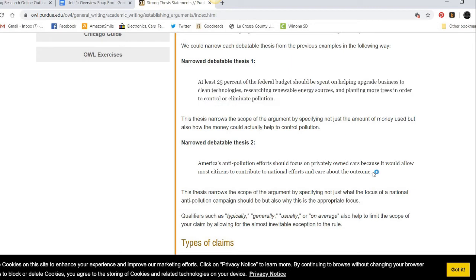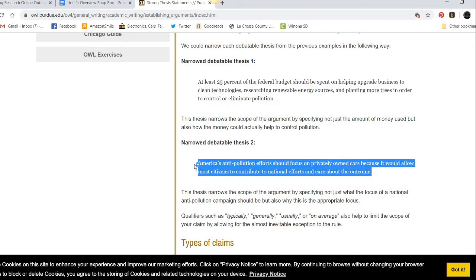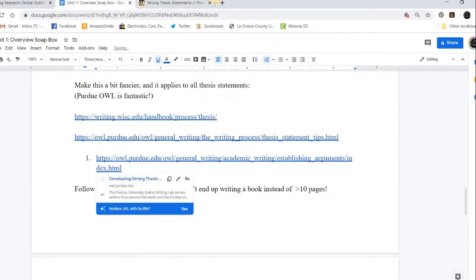Or narrow debatable's thesis statement number 2. America's anti-pollution efforts should focus on privately owned cars because it would allow most citizens to contribute to national efforts and care about the outcome. Notice again how much this could work as a roadmap for laying out that paper. Okay, back to this soapbox.